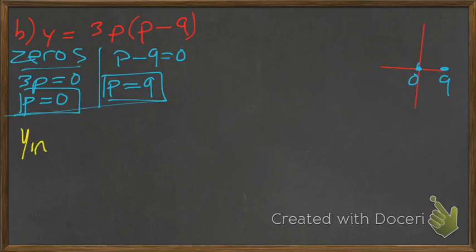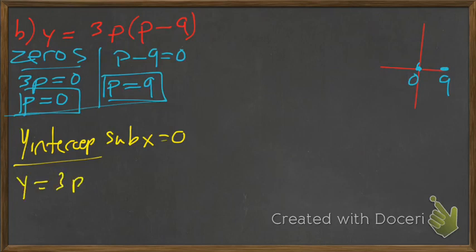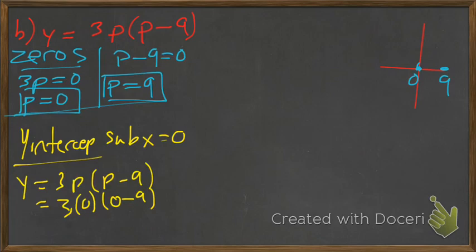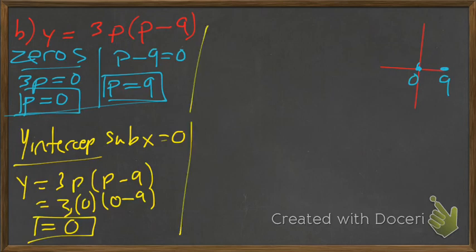Find our y-intercept. Sub x equals 0. y is equal to 3p multiplied by p subtract 9. 3 times 0, well, this whole thing's going to be 0. If we work this out, 0 subtract 9, it's going to be 0 multiplied by negative 9. So our y-intercept also equals 0. So this is going to be interesting. We're going to look at our max and min at this point.